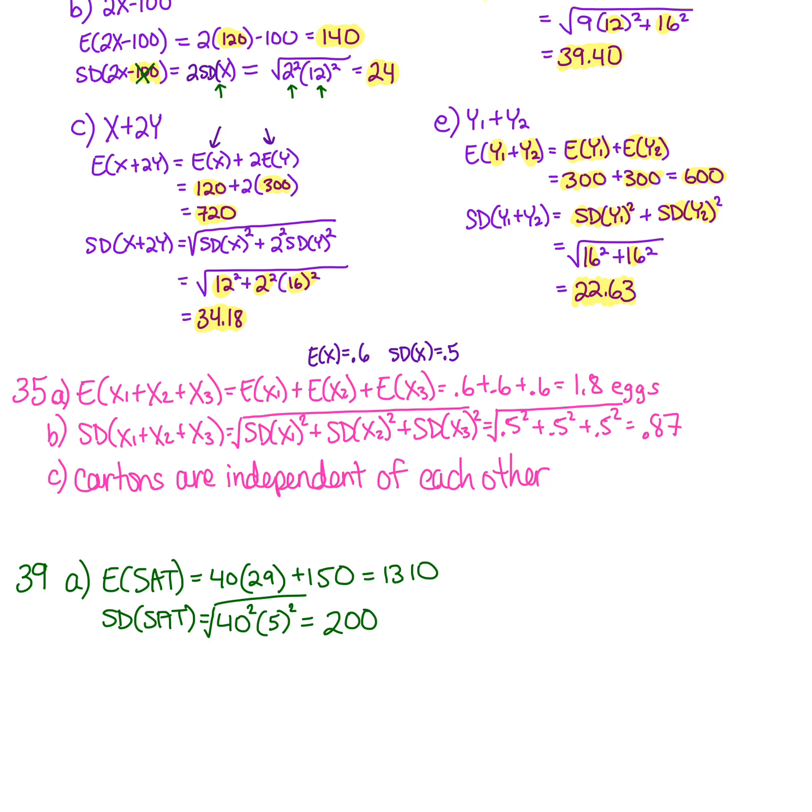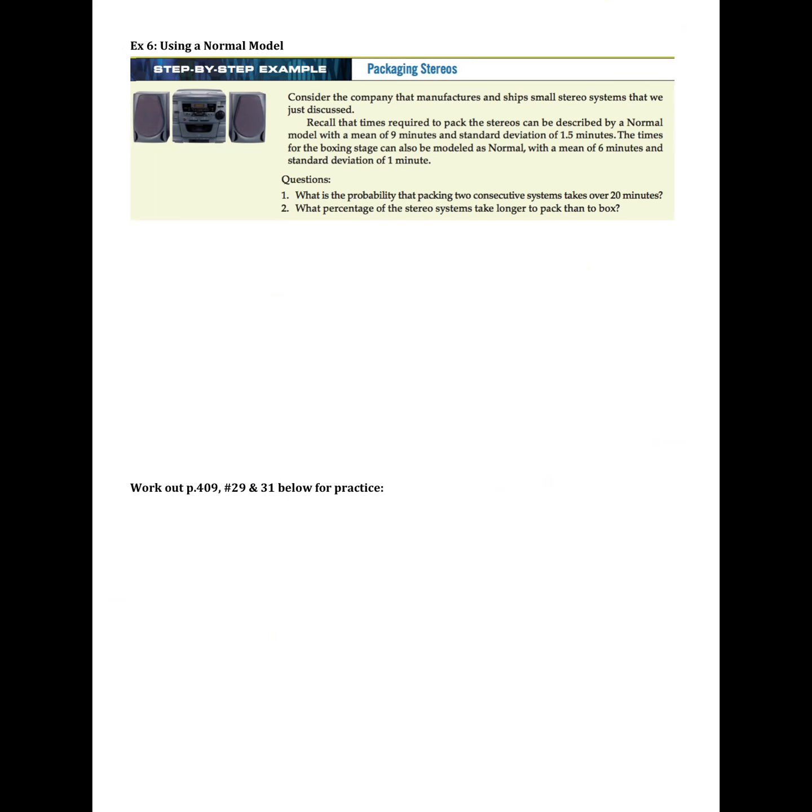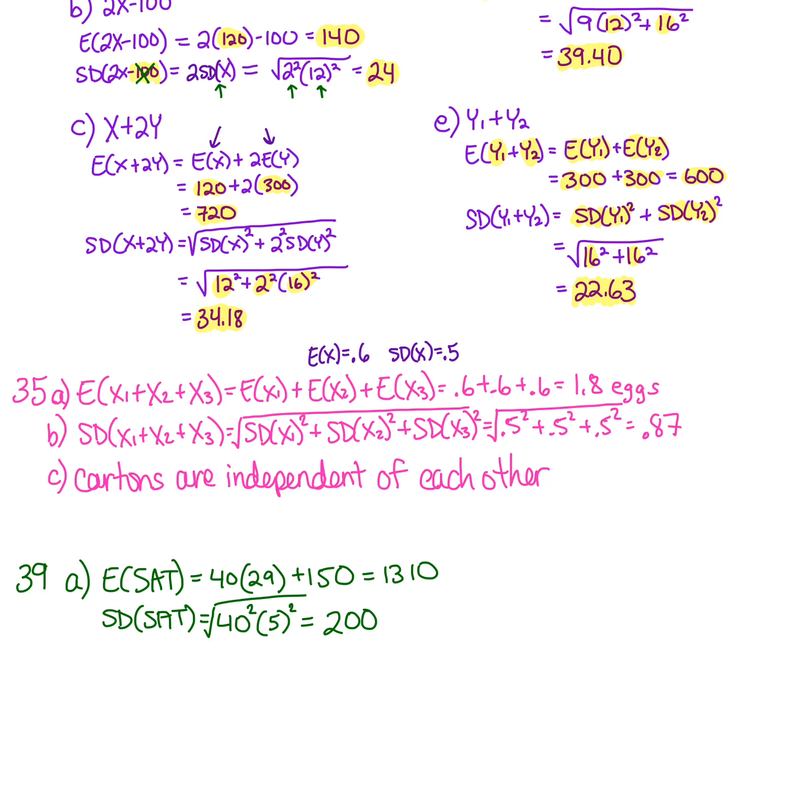Well, when I first cranked this problem out, I thought that it was a multiplier of 3, and I wasn't thinking it completely through. Think about it. You were buying 3 separate cartons of eggs, so you're adding 3 things together. So that's where I end up with 0.6 plus 0.6 plus 0.6.